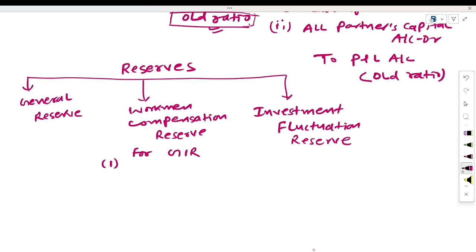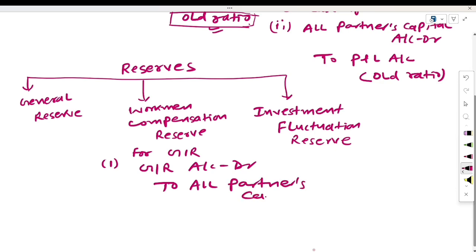For general reserve, we will pass the entry: general reserve account debit to all partners' capital or current account. We will distribute this in the old ratio, not the new profit sharing ratio. So this is the treatment of general reserve, because this reserve can be used freely for any purpose.